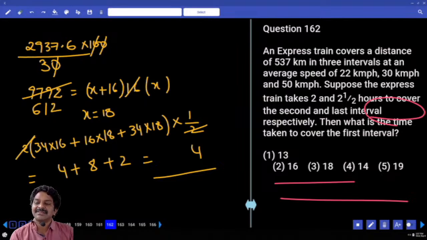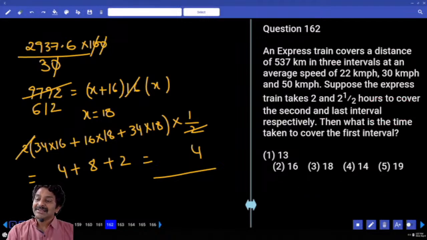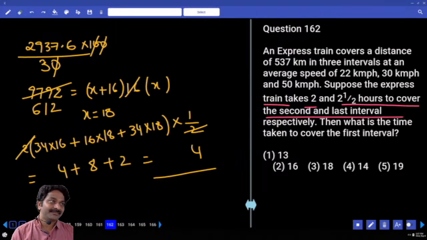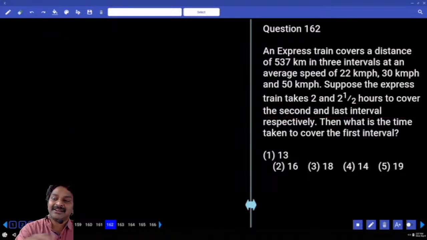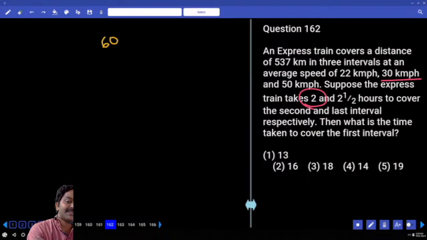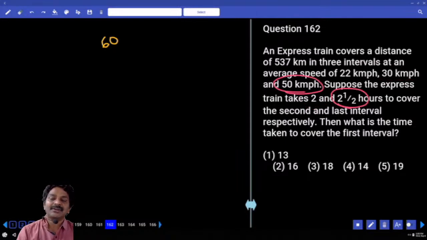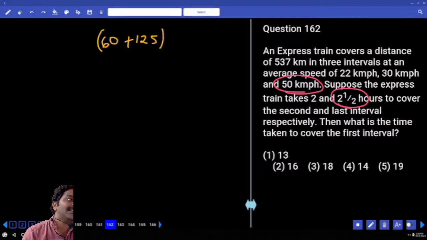An express train covers a distance of 537 kilometers in 3 intervals at an average speed of 22 km per hour, 30 km per hour, 50 km per hour. Suppose the express train takes 2 hours, 2.5 hours to cover the second and third interval. Second interval speed 30. How much time is it spending? 2 hours. So how much is distance covered? 60. Next third interval speed is 50. Time spent is 2.5. Total distance covered is 120.